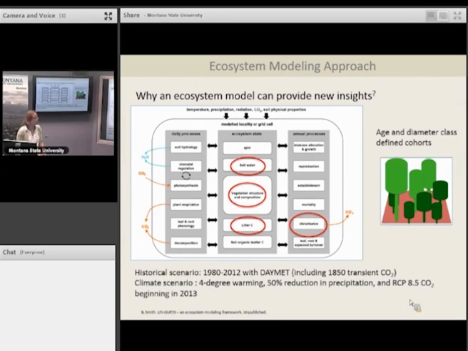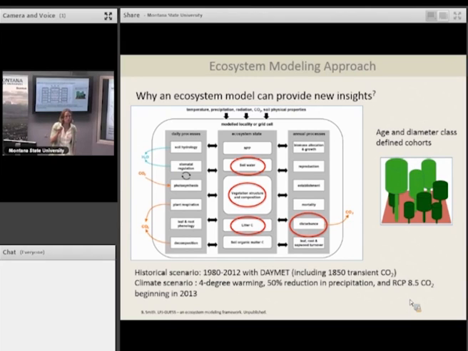The other unique thing about LPJ-GUESS is that we actually are defining age and size classes on the plant functional type, and you can even go to species level, so we can get to those stand dynamics.